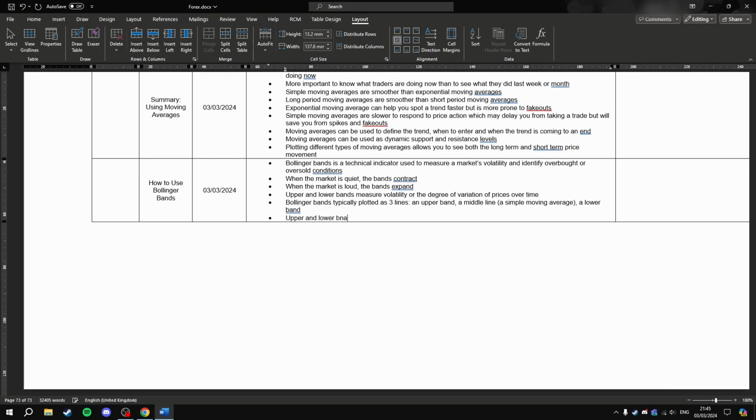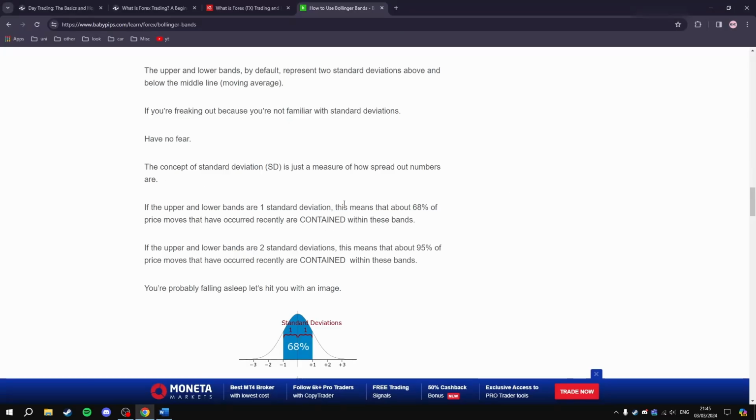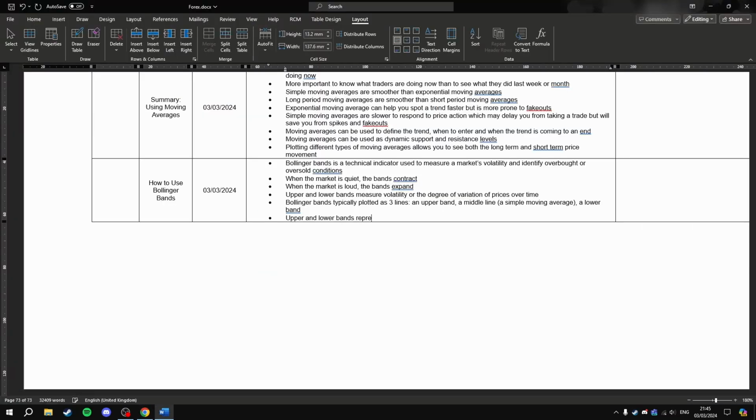Upper and lower bands represent 2 standard deviations above and below the middle line.